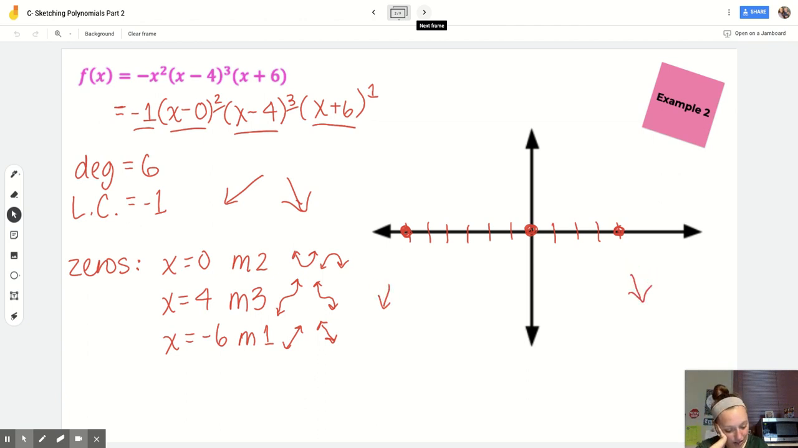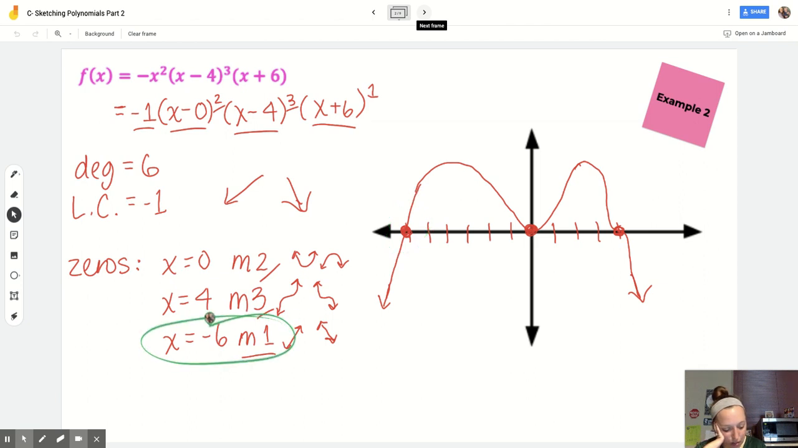So let's start with the -6. That one was linear. So I'm going to go straight through. Then the 0 comes next. That one was quadratic. So I'm going to touch, and it's going to look like a parabola. And then my last one is cubic. So I'm going to go through, but I need to have that cubic looking curve. It doesn't have to be super dramatic. It just can't look linear. So looks like a line here. Looks like a parabola here. And looks like a cubic function here.